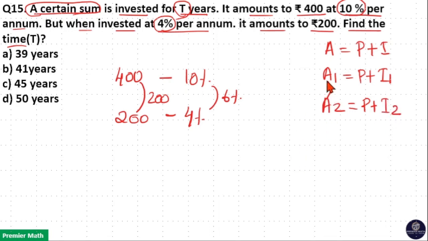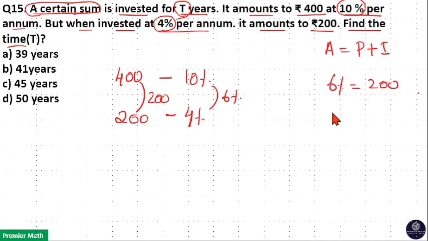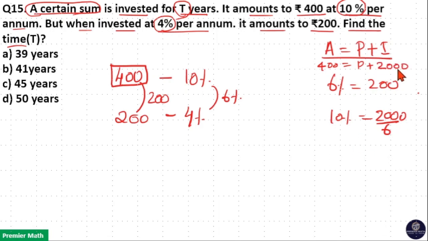Now, if you take the difference in amount, 400 minus 200 is 200 rupees. If you take the difference on the right hand side, P and P get cancelled. Now you can see this is the difference in interest, that is at 6% rate. So the difference in interest at 6% is 200 rupees. That's why I say 6% interest is 200 rupees here. Now if 6% is 200, then we need to find 10%, because you already know amount means principal plus interest. So if amount is 400 and principal is P and I is the interest at 10% rate, then 10% is equal to 200 by 6 into 10, that is 2000 by 6. So interest at 10% rate for this amount is 2000 by 6.